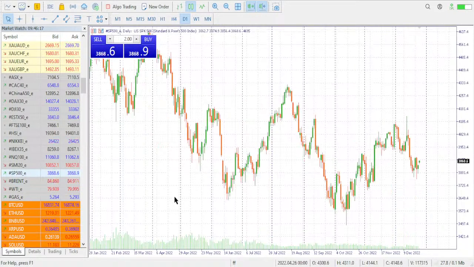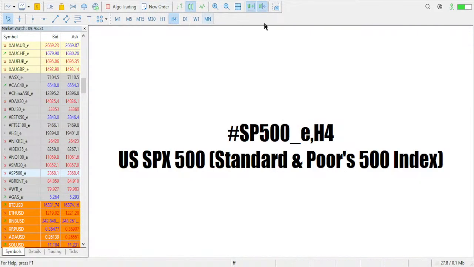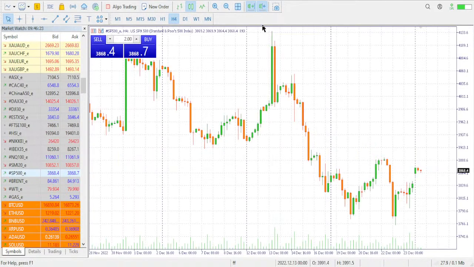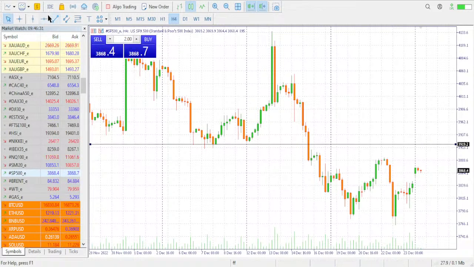My next chart is the SP500. On this chart, we are likely to see the buyers take control. We are actually waiting for a sell from around this point.